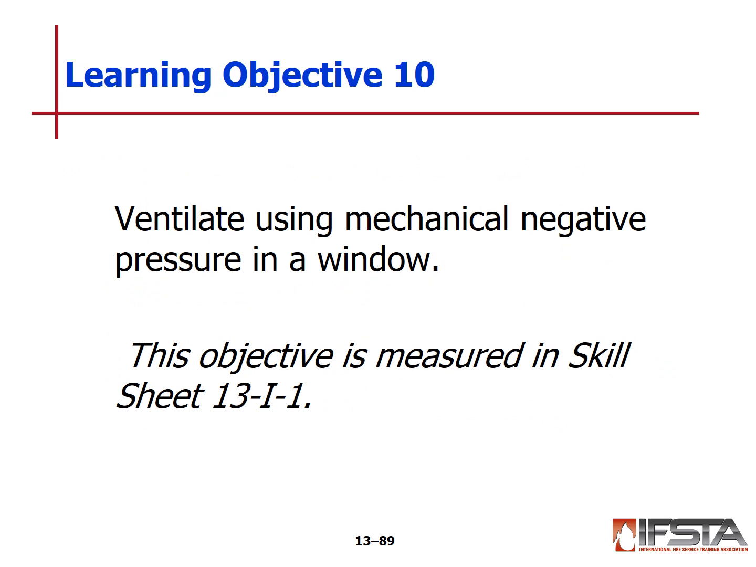And then there's learning objectives. We'll do this as some of the skills part, ventilating using a mechanical negative pressure in a window. That's something we can do in the trailer. We can do that in a doorway. Doorway is more where you're going to use the fan or use the tarp. And actually, doorways work really well because you can stack them. So you can stack probably 3 negative pressure fans on top of each other and really create a good draw.